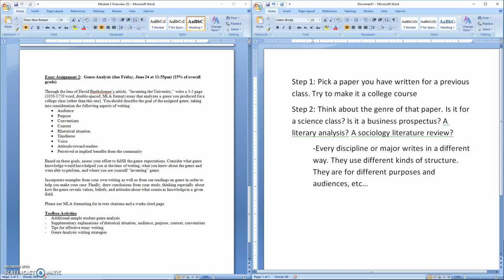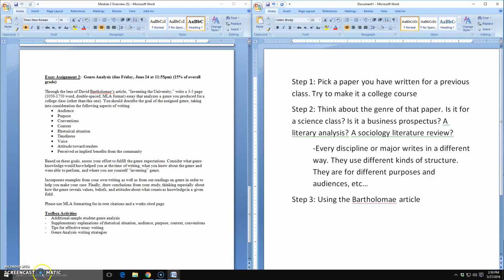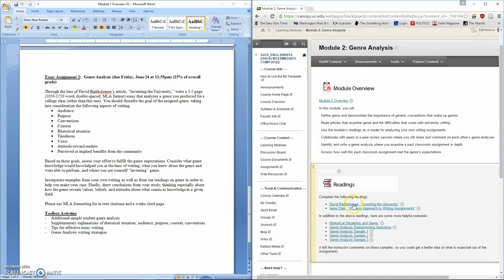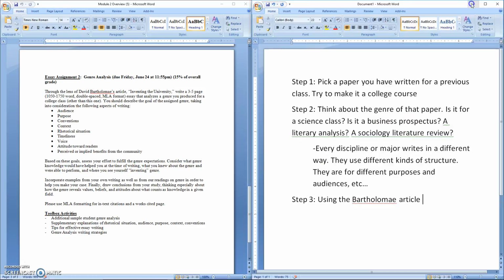And that'll get you to the next step, which is using the Bartholomew. If you're curious, that Bartholomew article is right here. You can also use the Irene Clark article as well. It doesn't matter. You can use either or both. So using the Bartholomew article, discuss how you went about inventing or imitating the genre you were required to write in.